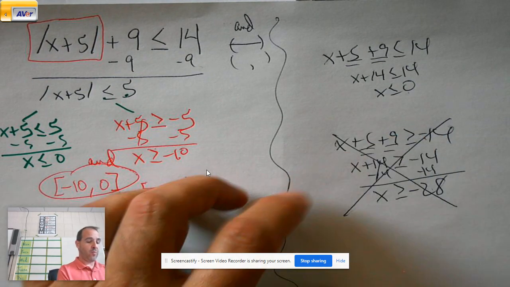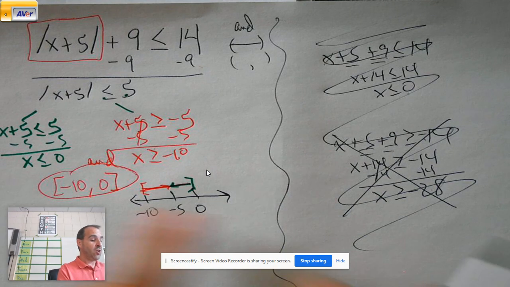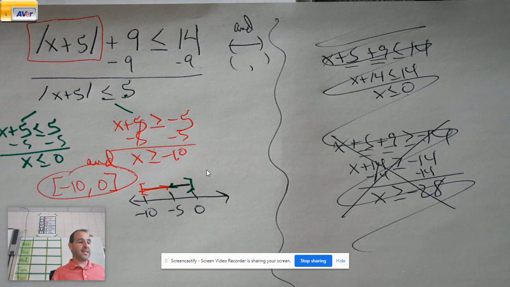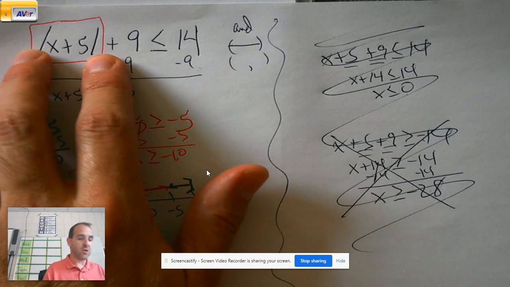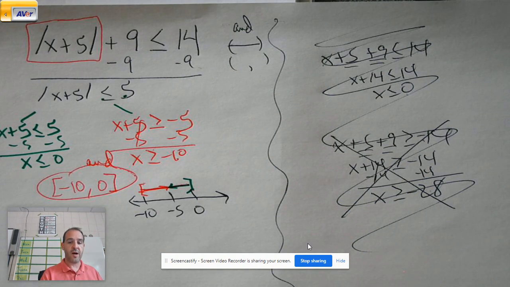This is a bad idea. We don't want to do this. You've got to make sure your absolute values are isolated. Do your opposites. Have the bars alone before you do anything else. Otherwise, trouble will be coming.